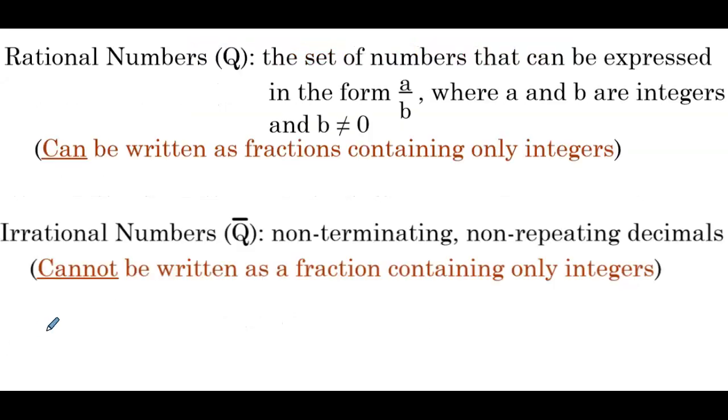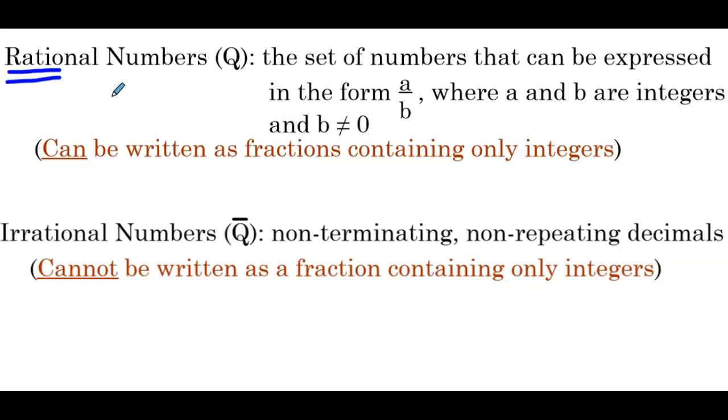The next set of numbers is the rational numbers, which is the set of numbers that can be expressed in the form a over b, where a and b are integers and b not equal to 0. So we can think of rational numbers as any number that can be written as a fraction containing only integers. Or to go a step further, we can write it as the ratio of 2 integers. And that's that word we see right there in rational. Okay, any number that can be written as the ratio of 2 integers.